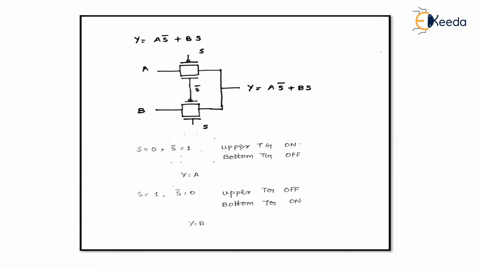Now, S is equal to 1. We shall see the other combination as well. So when S is equal to 1, what is S bar? S bar is equal to 0. Now, 1 to a PMOS will turn off the upper transmission gate, and S is equal to 1 is given to an NMOS. This will turn on the bottom transmission gate. So what data is there? B is there, and B will directly pass to the output. So Y is equal to AS bar plus BS. My multiplexer using transmission gates is implemented.